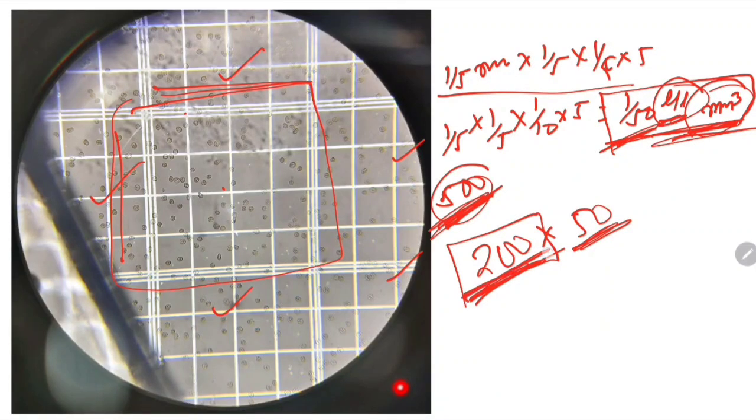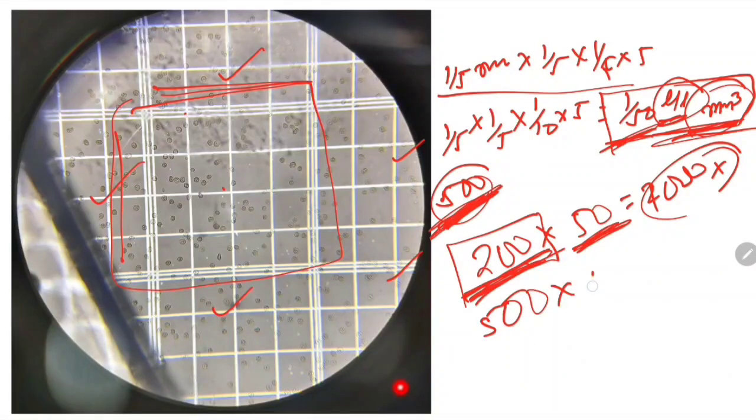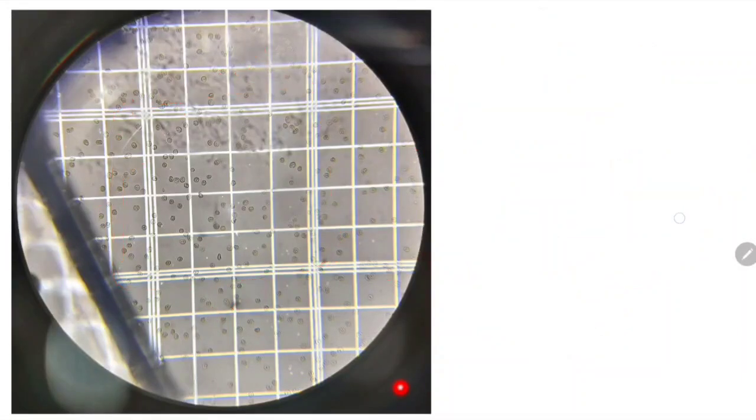So for dilution factor we have to adjust 200, and to convert the volume into 1 microliter of blood we have to multiply by 50, so we will get 10,000 x. And that's why whatever number we get, the 500 or 100, we multiply by 10,000 and then we will get the total number. So that should be the final number.